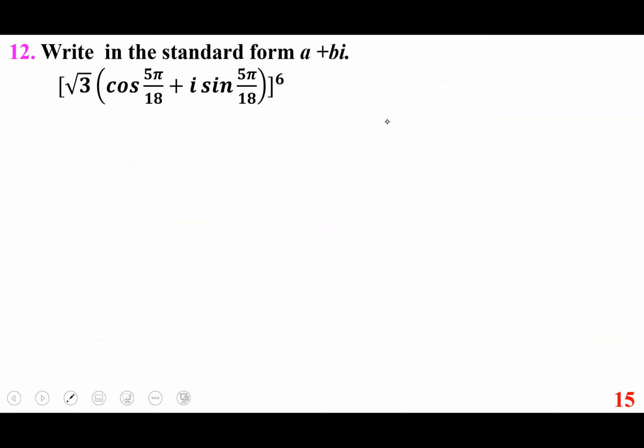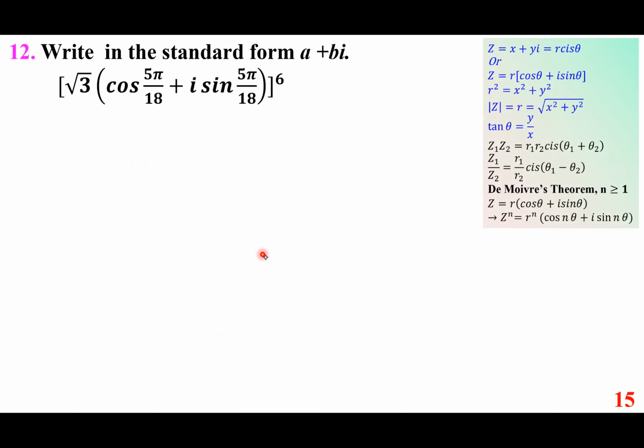What if we want to raise it to a power? So write in standard form a plus bi. In other words, finish the job and then raise it to the sixth power. First, reminding you about everything we had on the previous page, we are adding De Moivre's theorem. When n is larger than or equal to 1, if z is given as r cis theta, how do you raise it to the power of n? Simply put, you raise the modulus or the magnitude to that power, and then the argument gets multiplied by n.